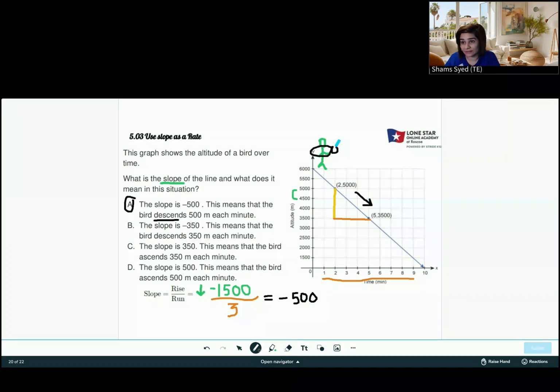This is supposed to be a cute bird. It's descending, and I cannot draw a really nice picture of a bird, very sadly. But the bird is descending. It is going to be going down. Let's go ahead and look at the next question.